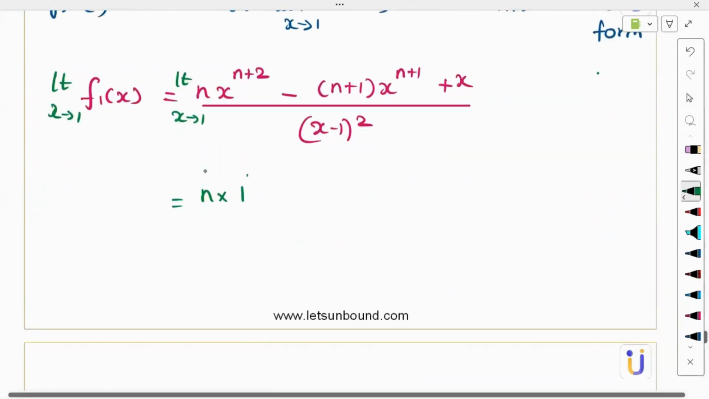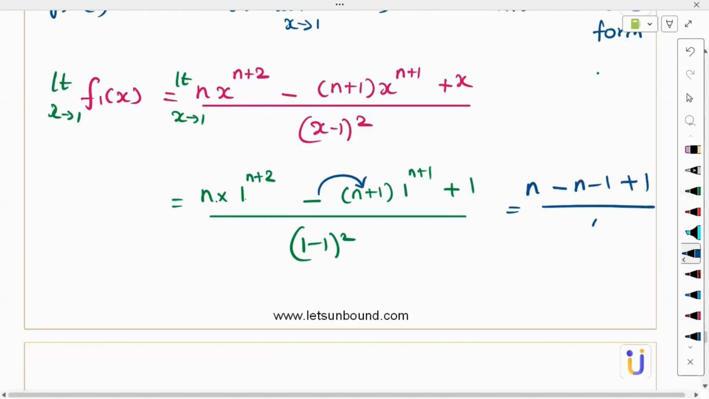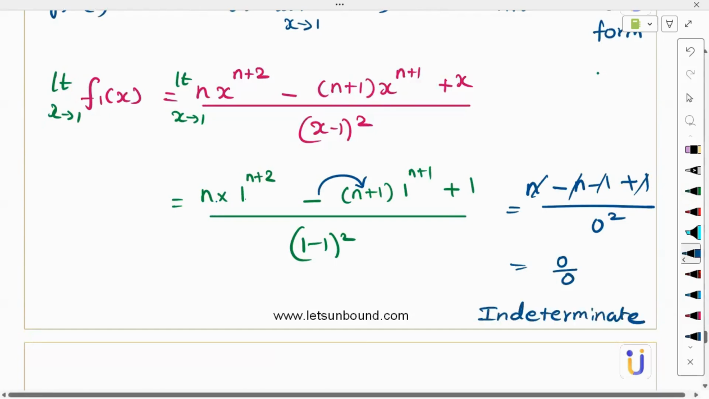So n into 1^(n+2) minus (n+1) into 1^(n+1) plus 1, by (1 − 1) the whole square. N into 1 power anything is just 1, so n minus, this is also 1. But when you take a minus inside, you should be careful: minus n minus 1 plus 1 by 0 square. N minus n cancel. So I got a 0 by 0 form, which is indeterminate form. And hence we have proved it. Just a 1 mark. This is indeterminate, right?